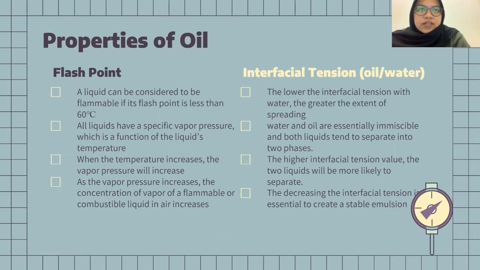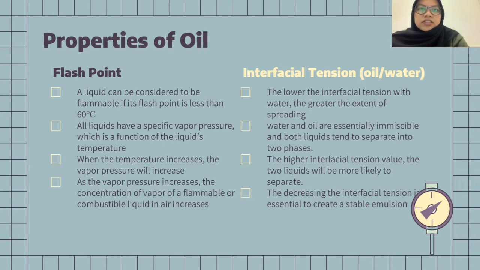Next one is the flash point. A liquid can be considered flammable if its flash point is less than 60 degrees Celsius. All liquids have a specific vapor pressure, which is a function of the liquid temperature. When the temperature increases, the vapor pressure will increase, and as the vapor pressure increases, the concentration of vapor of a flammable or combustible liquid in air will also increase.